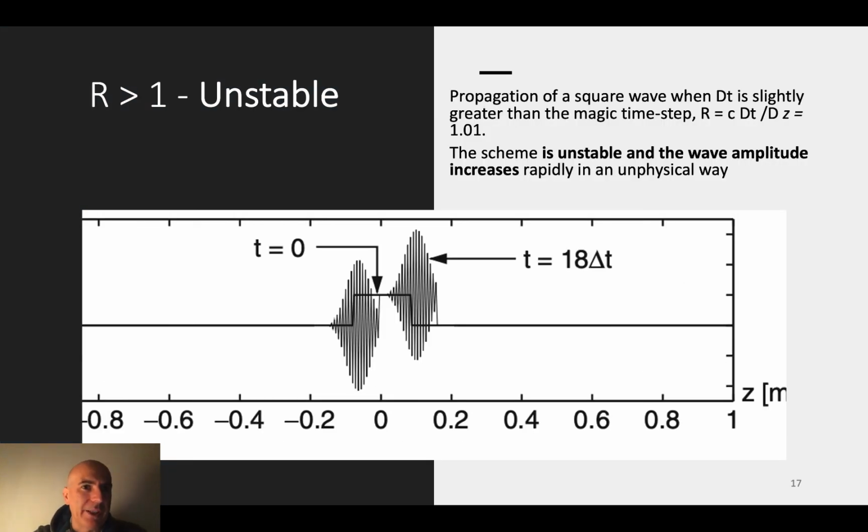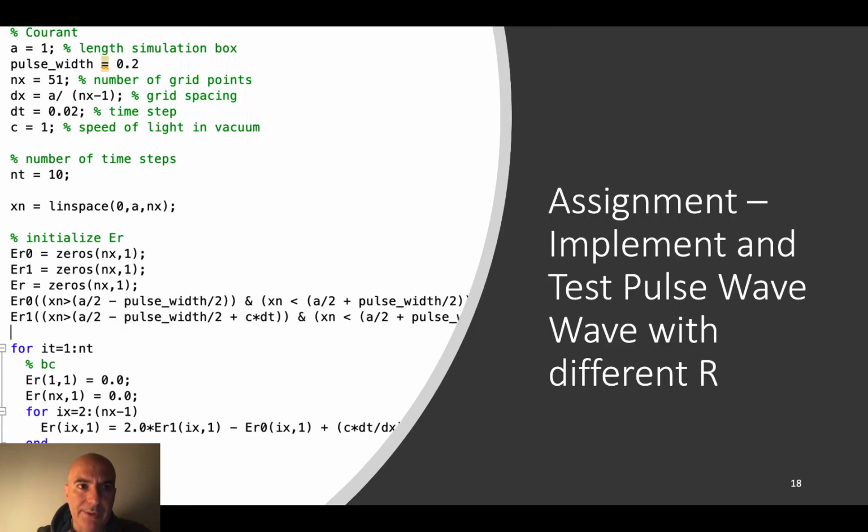So what happens if we choose r greater than 1? For instance, a time step that is slightly greater than the magic time step. When the scheme is unstable, there is no propagation of our wave, and you see these oscillations that are growing in time. So the scheme is unstable.